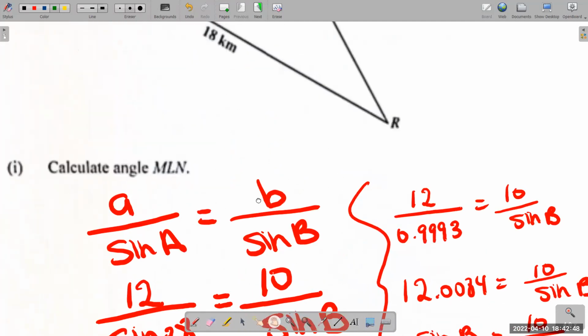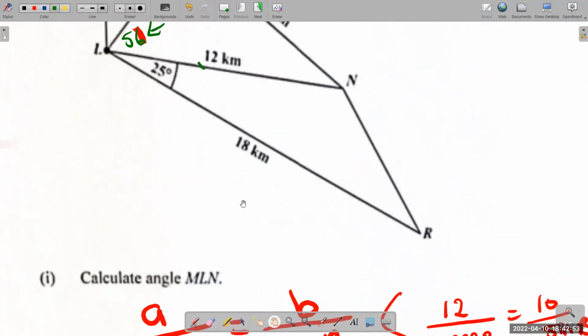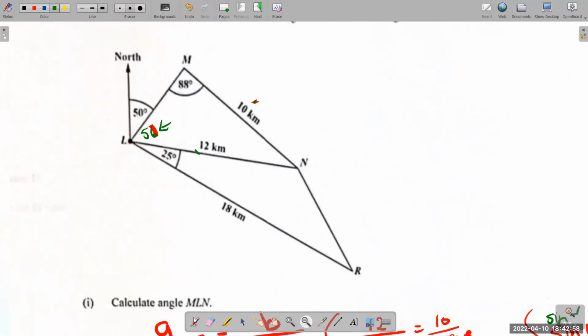So let's look at what is required of us for the next one. Calculate distance NR. Wasn't that one of the things we looked at in the beginning? When I asked you what rule to use for this second triangle, we identified it was the cosine rule. Agree or disagree? And why do we use the cosine rule? They gave us two sides, and the angle they gave us is in between the two sides. Direct one time, cosine rule.